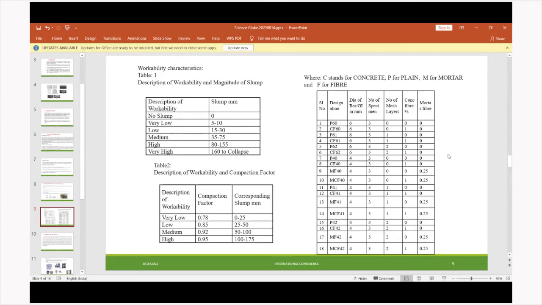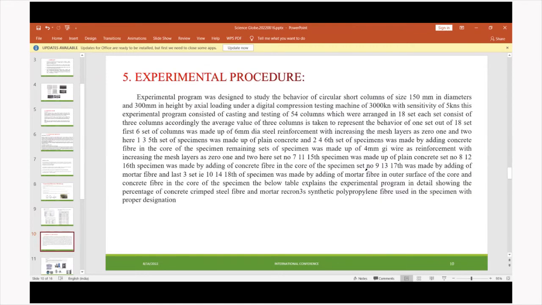Here in this table, if you see, 18 samples are there. First, plain cement with 6 mm diameter, 0 mesh, diameter of bar is 6, number of specimens is 3, number of mesh layers in the column is 0. Such samples as concrete fiber with 6 mm diameter, 0 mesh, plain concrete with 6 mm diameter with 1 mesh, concrete fiber with 6 mm diameter with 2 layers of mesh, and plain concrete with 4 mm diameter, 0 mesh have been prepared and brought under testing.